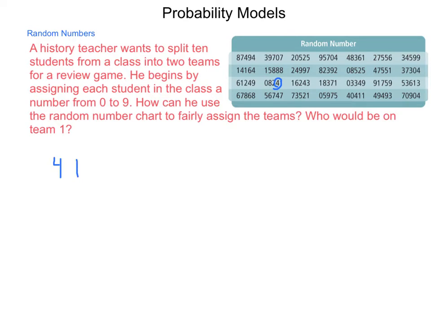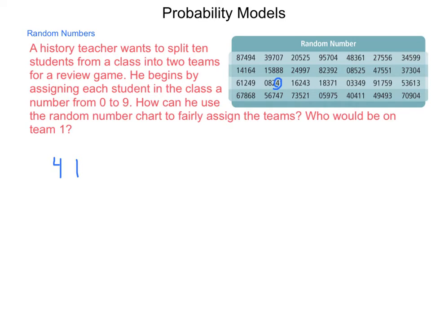Now our situation. A history teacher wants to split 10 students from a class into 2 teams for a review game. He begins by assigning each student in the class a number from 0 to 9. How can you use the random number chart to fairly assign teams, and who will be on team 1? So everybody has a random number, 0 through 9, and then we're going to begin by developing the teams. Once a number is used, that number is no longer in play. So we're going to build the teams until we have all numbers 0 through 9 represented.